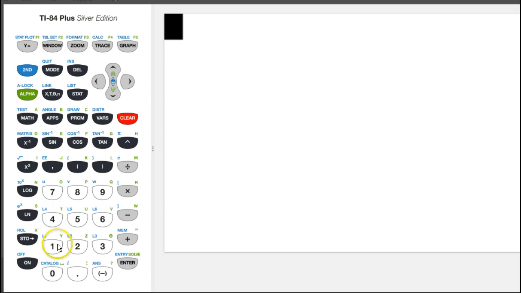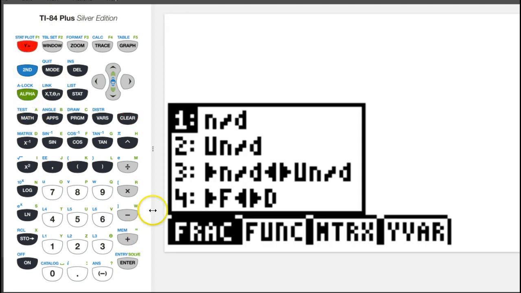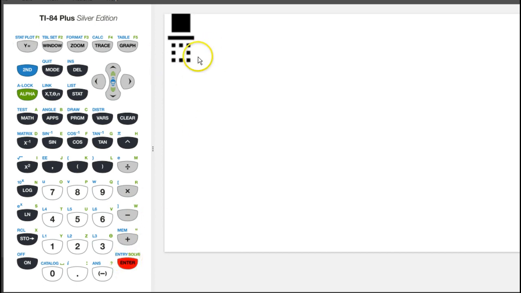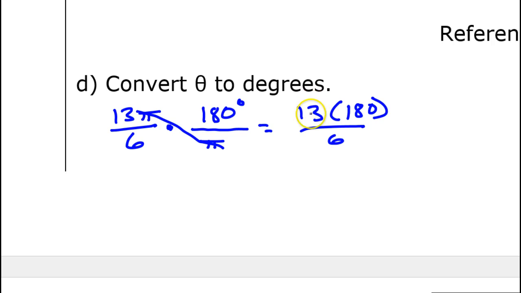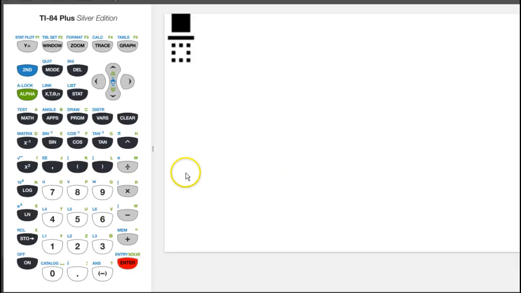Okay, so I could do fraction mode on my TI-84 Plus. If I go alpha y equals and just hit enter, because there's my fraction right there, that puts the calculator into fraction mode. So what was I trying to do? 13 times 180 over 6.